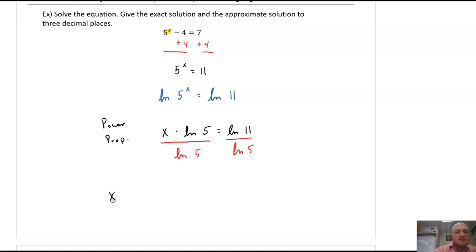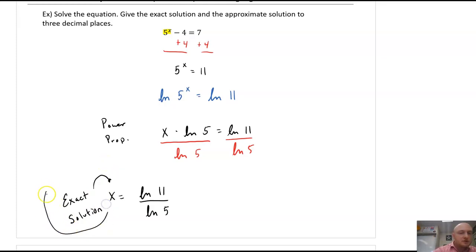So here is our exact solution. x is equal to the natural log of 11 divided by the natural log of 5. Again, this is our exact solution, and I would argue this is the most important.